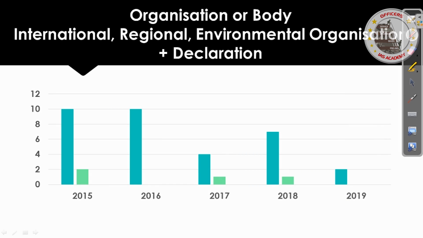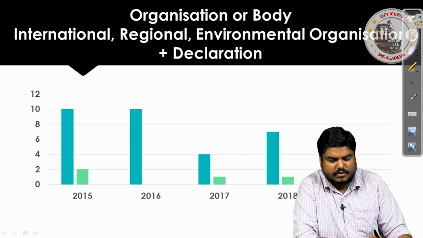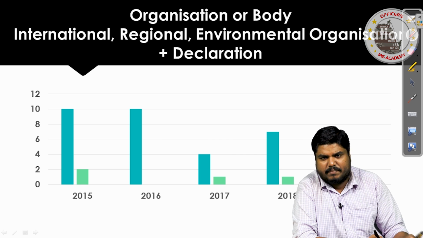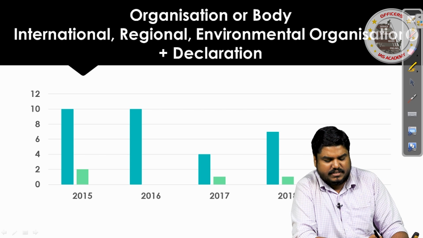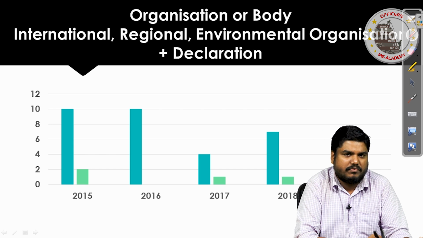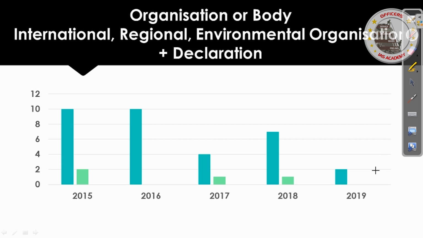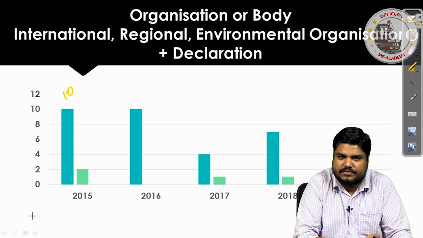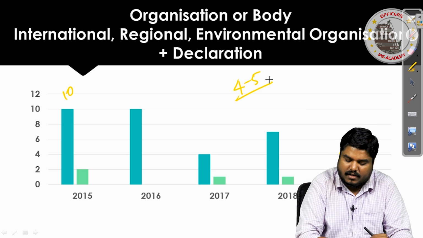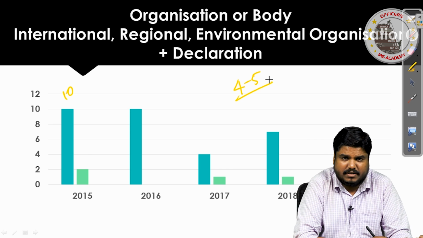The next one is regarding the organization or body in general. Any international organization, be it international or regional, or particularly environmental based organizations, or any international declarations are important from the UPSC point of view, right. Minimum number of questions asked is 2 and maximum number of questions asked is 10. So, on an average we can expect 4 to 5 questions from the organization in 2020 prelims, right.